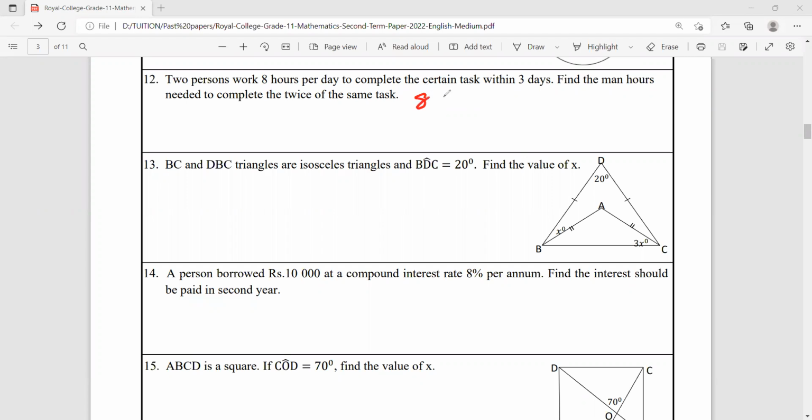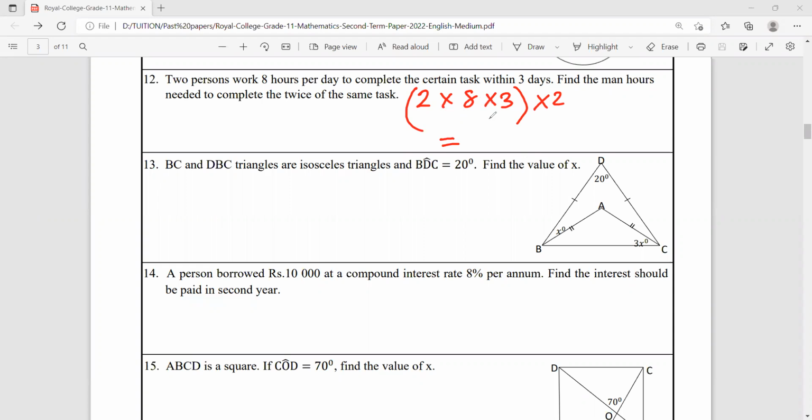This is 8 hours. There are two persons, right? You can say two persons, 8 hours per day, working to complete the same task within 3 days, right? 3 days, and you have to find twice of this, right? Okay, then you get something like this.